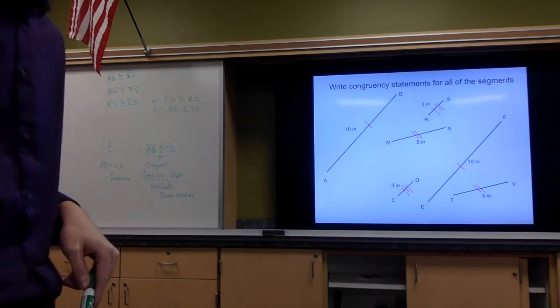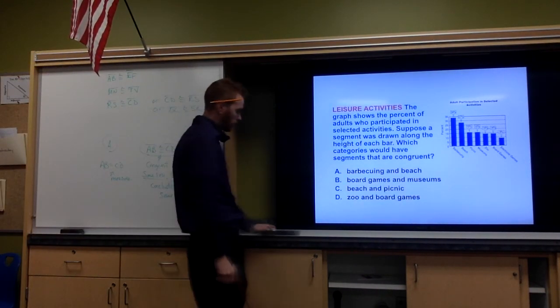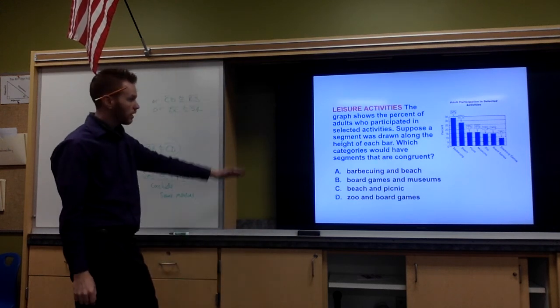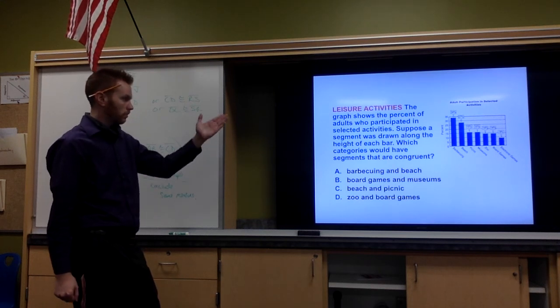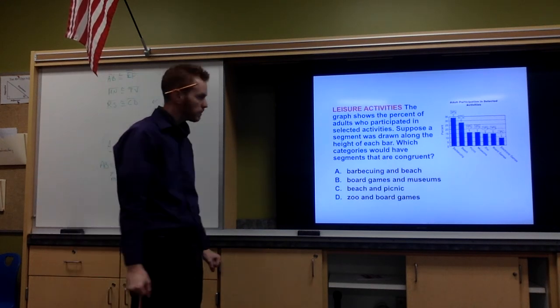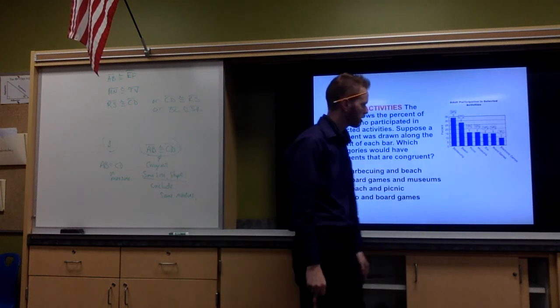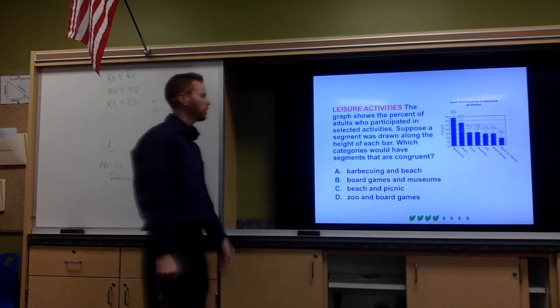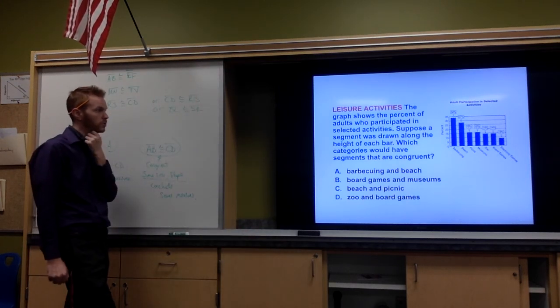Okay? Last little example. We could look at a bar graph or just any type of graph the same way with congruence. This graph shows the percent of adults who participate in selected activities. Okay? So they got barbecuing, going to the beach, picnic, museums, zoo, board games, and electronic games. Okay? So they want to know which segments are congruent. So take a look at the graph. Which two are the same?